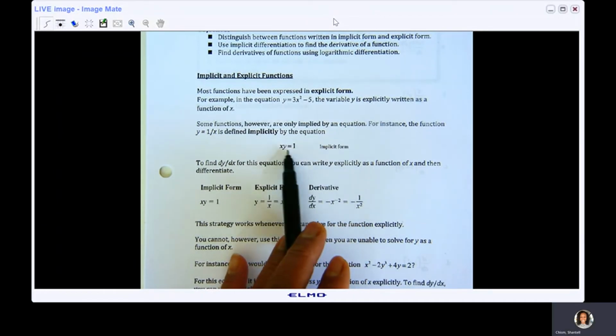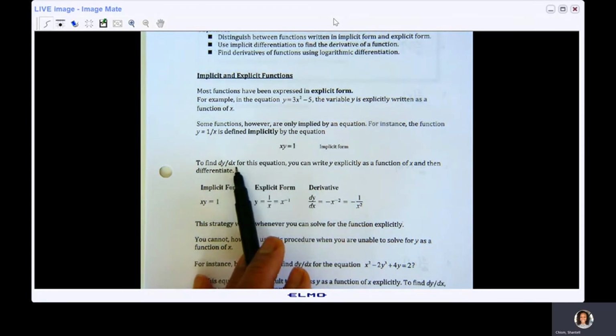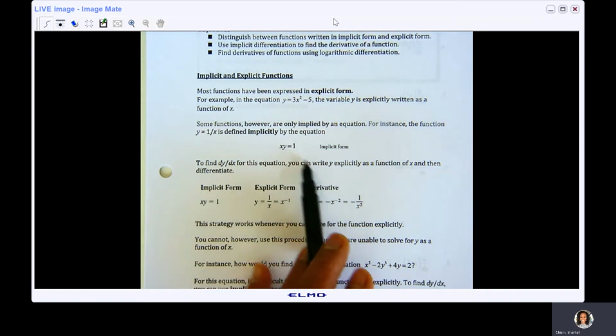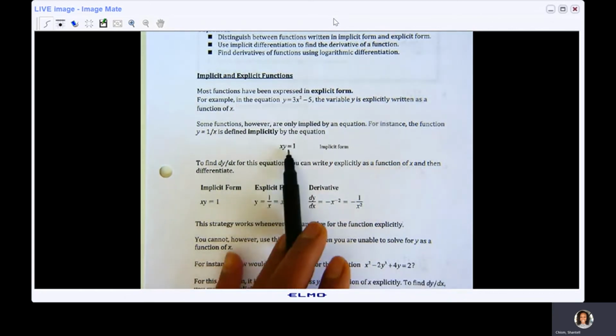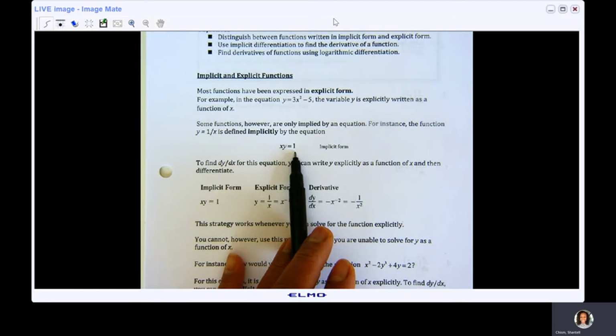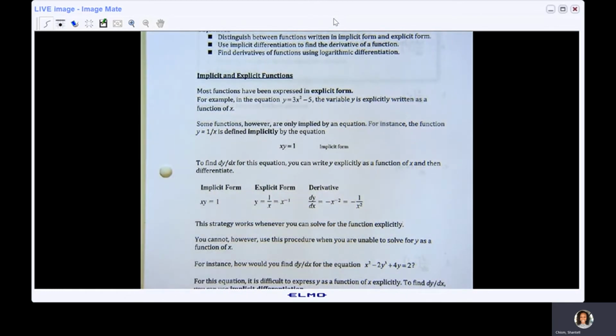So if we have a function or an equation written in implicit form, but we still want to find the derivative of it with respect to x, then when you're able to, you want to write y explicitly as a function of x. In other words, if you're given an implicit equation and you can solve it for y, that's what you would want to do, because from there, all you would have to do is apply the derivative formulas and rules that we've looked at to this point. However, if it cannot be written explicitly, in other words, if it cannot be solved for y, then you have to figure out a different way to get the derivative.